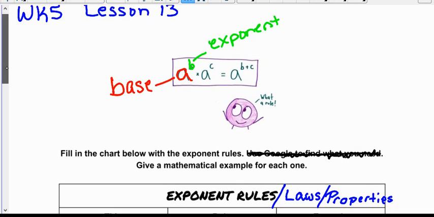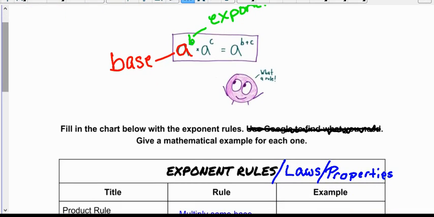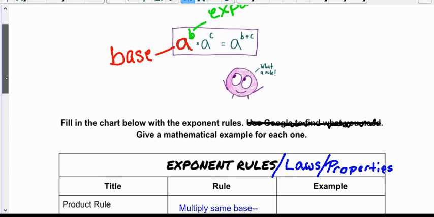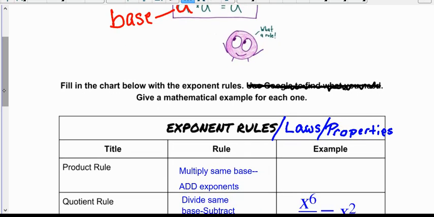Just wanted to talk about these words. Here we're calling them rules, and in some of the videos you're going to watch, they'll call them rules, but rules, laws, properties, all the same thing. I started trying to write these out and it was a disaster, so I went back and typed them. The product rule is that when we multiply powers that have the same base, the rule is just to add the exponents.